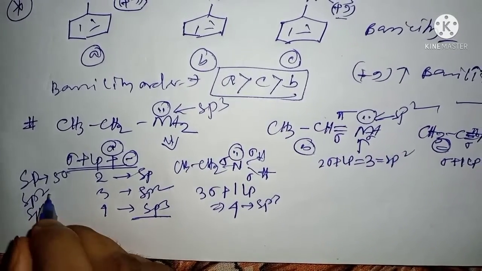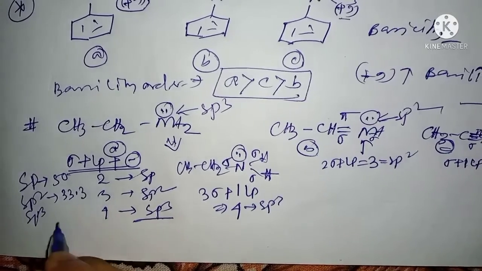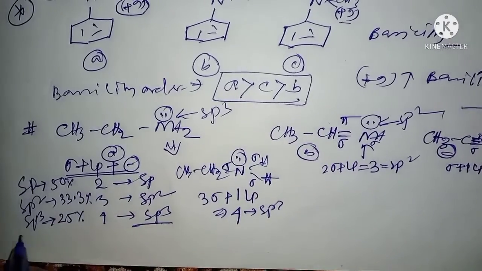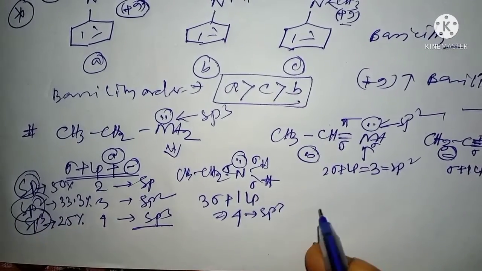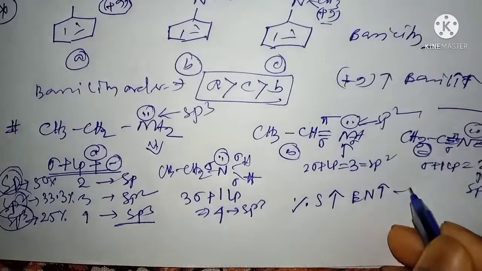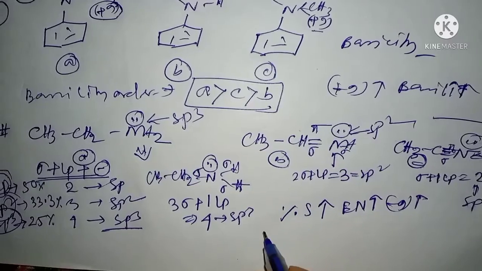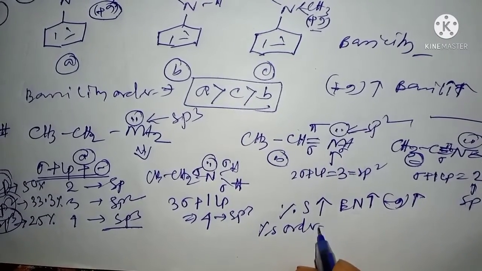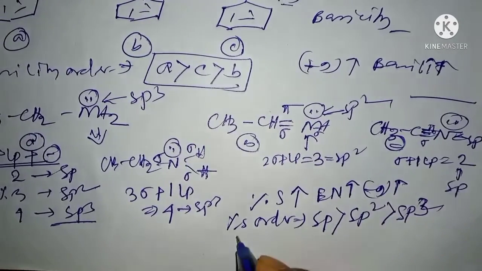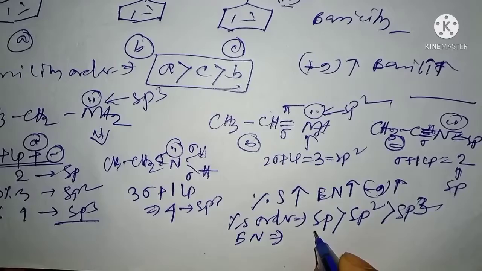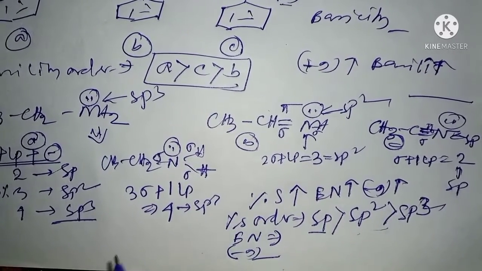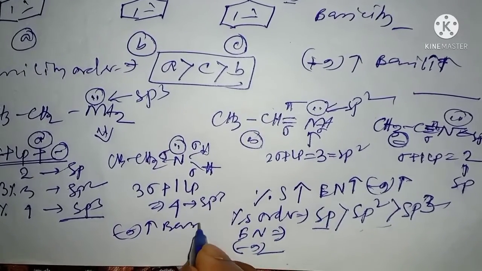Now the percentage of s character: sp is 50% s character, sp2 is 33.33% s character, and sp3 is 25% s character. As the percentage of s character increases, electronegativity increases and the minus I effect increases. The order of percentage of s character is sp greater than sp2 greater than sp3, and the electronegativity and minus I effect orders are similar. Now as the minus I effect increases, basicity decreases.